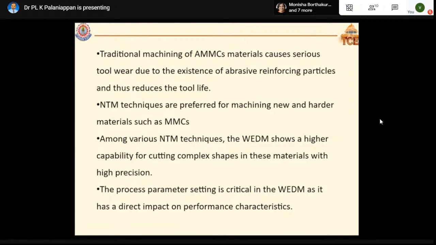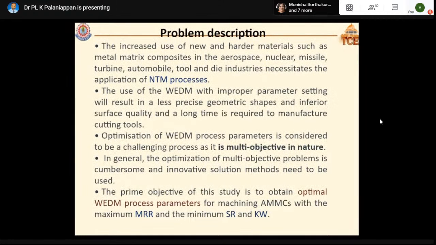So the process parameter setting, as I told you, is going to be a very critical one. Now let us go to the problem description. The increased use of new and harder material forces the industries to go for NTM processes, the non-traditional machining processes. As the new materials are coming into usage, we are supposed to use new technologies, the non-traditional machining technologies.